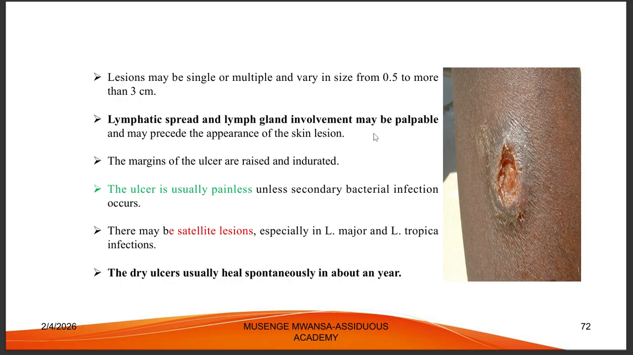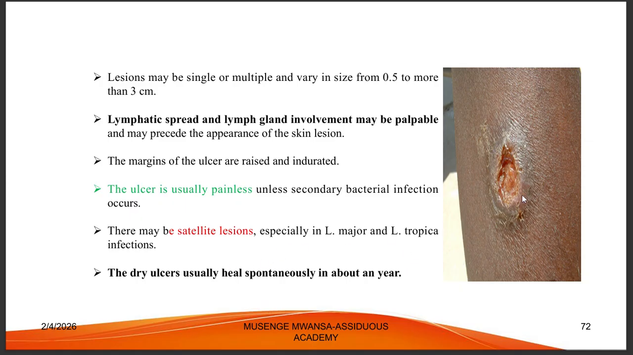Okay, the lymph node can become palpable, meaning that this can actually spread in the lymph nodes. The ulcer is usually painless. Like if you have got an ulcer, it's normally painless, unless bacteria end up growing on this ulcer. These are usually called satellite lesions. Okay, especially in Leishmania major and tropical infection.